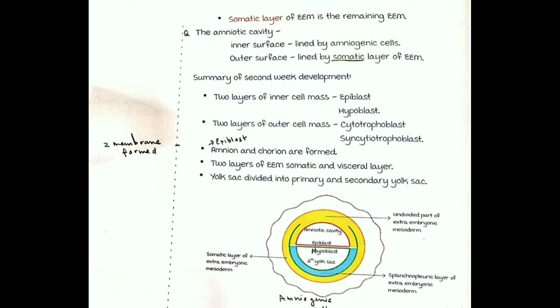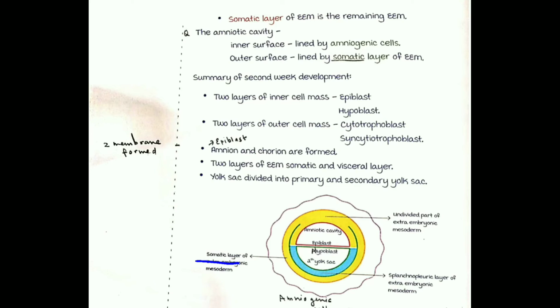Whereas because of the cavity formation in the extraembryonic mesoderm, we have this part of mesoderm which is called the splanchnopleuric layer of extraembryonic mesoderm. So basically the blue color is covering the yolk sac, and all the rest of the part of the extraembryonic mesoderm is called the somatic layer of extraembryonic mesoderm.